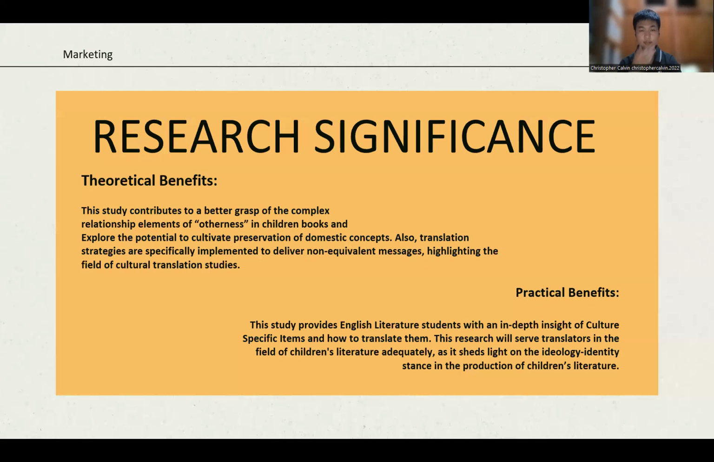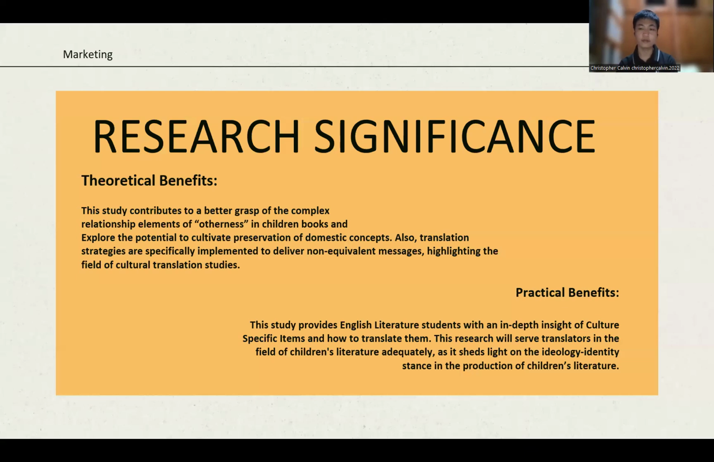As per the research significance, the theoretical benefits consist of the contribution to a better grasp of the complex relationship elements of otherness in children's books and explore the potential to cultivate preservation of domestic concepts. Also, translation strategies are specifically implemented to deliver non-equivalent messages, highlighting the field of cultural translation studies.